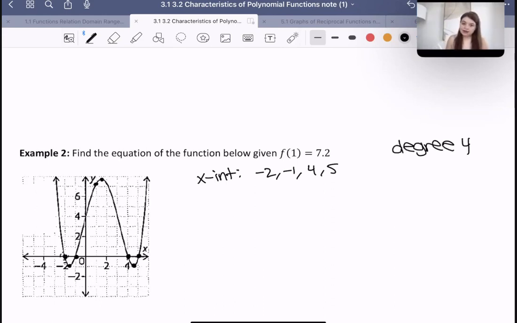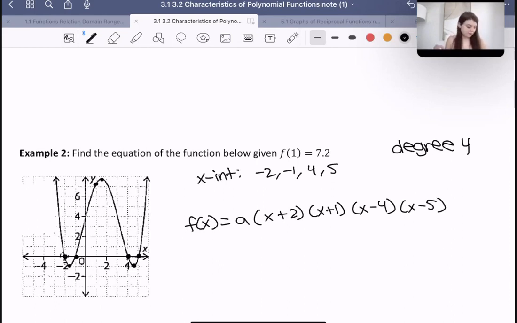Okay, so this is a degree 4 polynomial. And to make our equation, we just need to do it in factored form. The equation is going to be a times x plus 2, x plus 1, x minus 4, and x minus 5, right? How did I come up with those numbers? I used my x-intercepts in order to know those numbers. Very good. Okay, so the only thing that's left here is I don't have the a value. It's required that I fill in the a value in order to get the correct answer here for my equation.